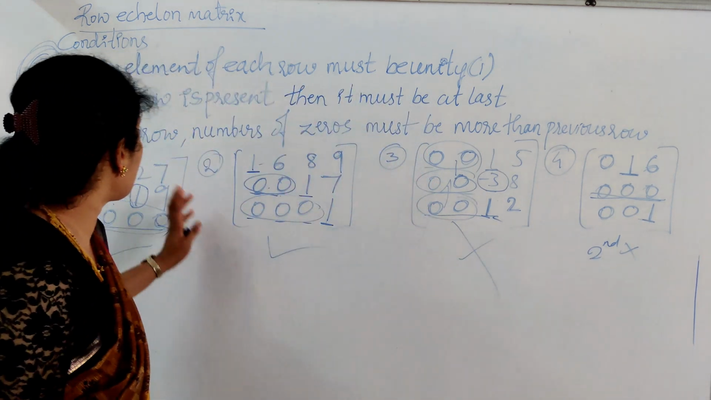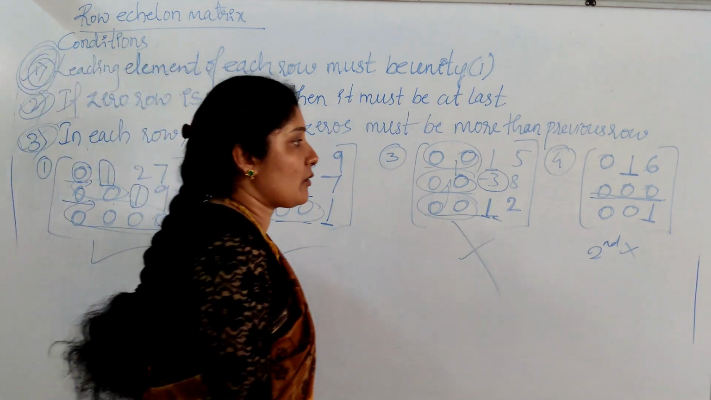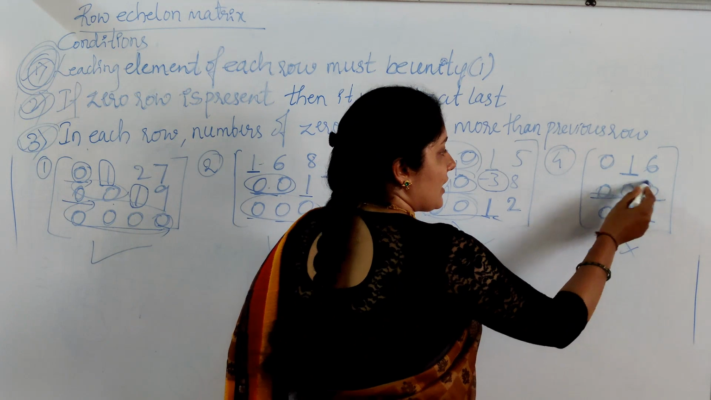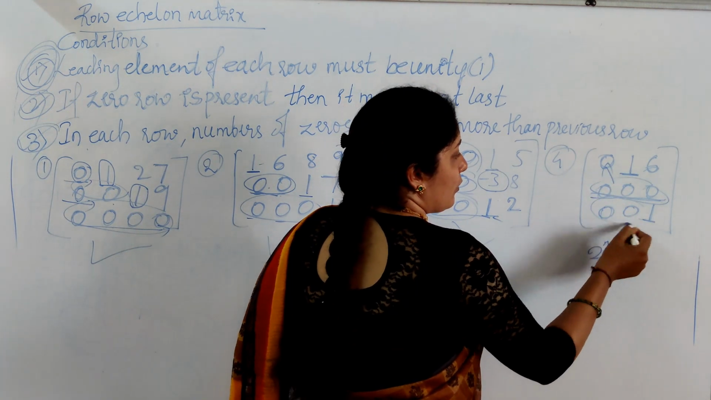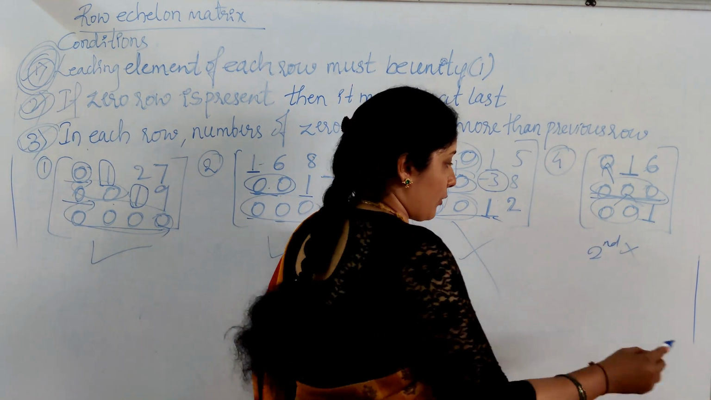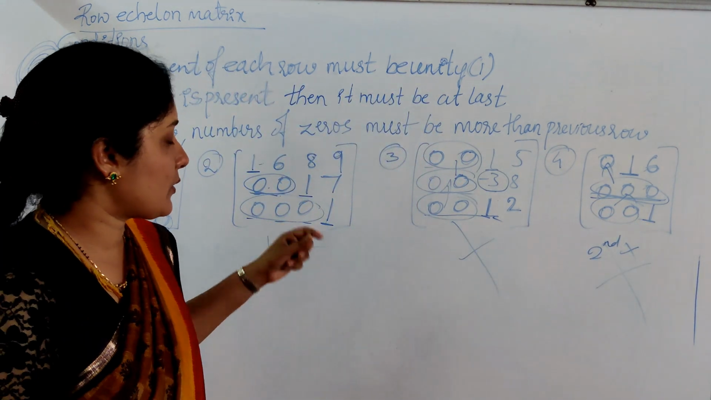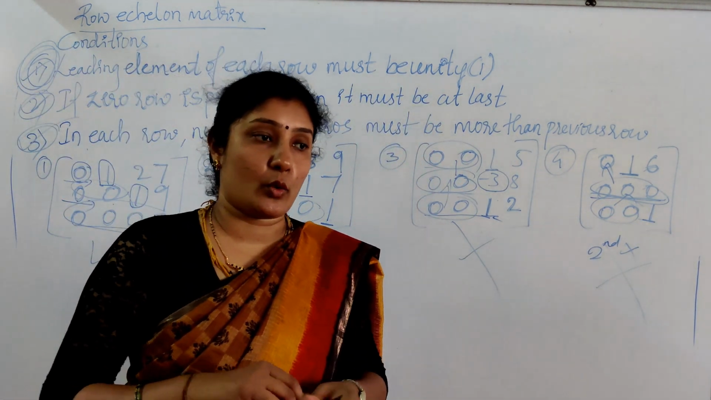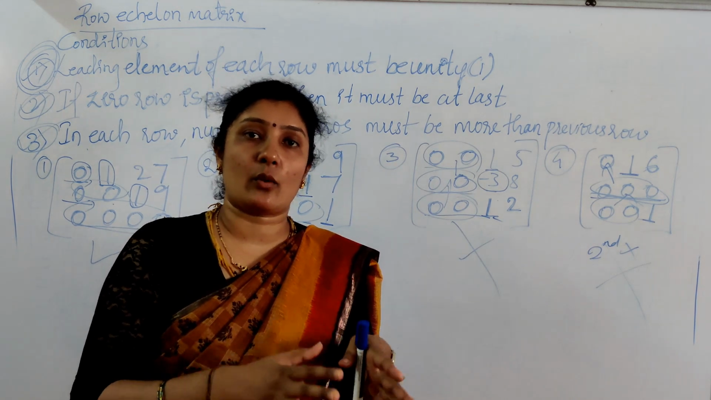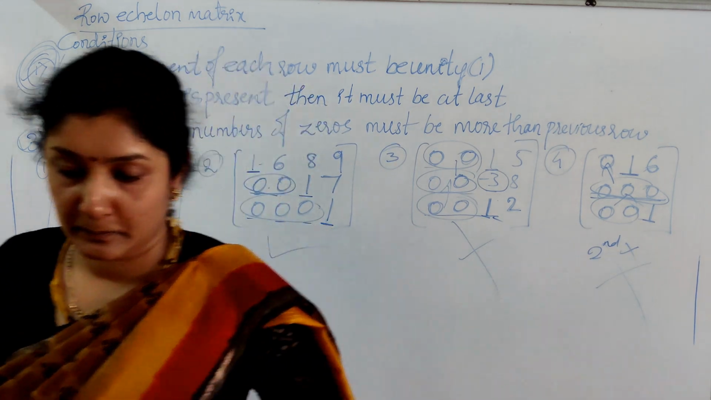Next, the third condition: the number of zeros must be more than in the previous row. Here it is 3, more than the previous. Here it is 2, not more than the previous. Therefore, this is also not a row echelon matrix.